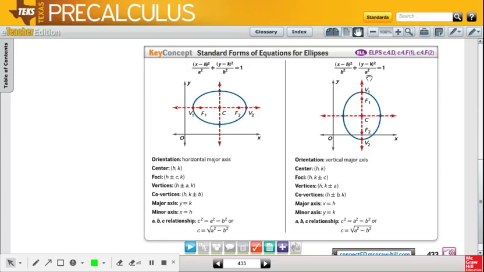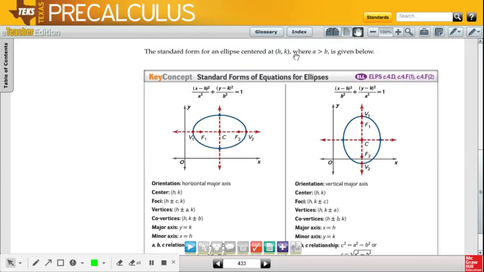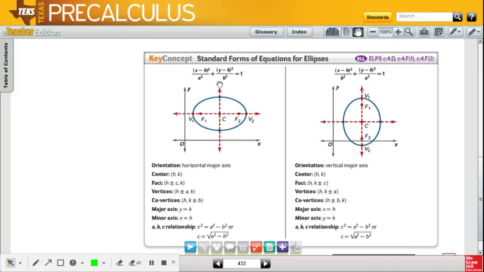Now, this information will help you determine how to set it up. It goes back to the note I told you to make, where a is greater than b. Where the a squared is located is the major axis. Since the a squared is under the x, the major axis is going to be a horizontal line. On the right, your a squared is underneath y minus k, so your major axis is going to be a vertical line.